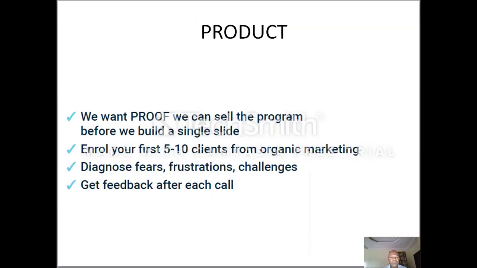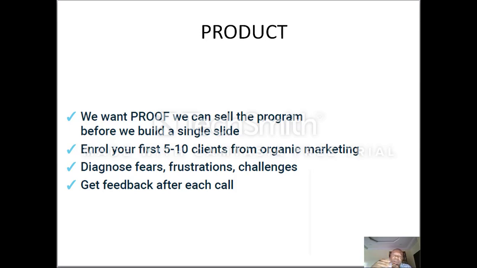So the products, when you are developing them, people want proof that you can sell the program. So you need to convince yourself that yes, this product will sell, and then enroll at least the first 5 to 10 people from organic marketing, diagnose fears, frustrations, and challenges, and get feedback after each call. If you can enroll your first 5 to 10 clients from organic marketing, then you have proven it. That's called validation. You have validated your course.